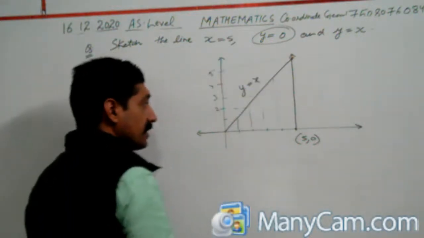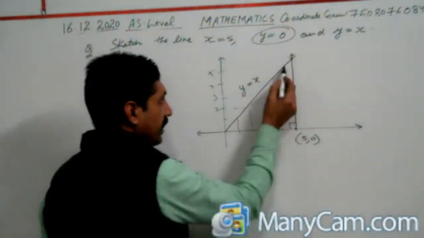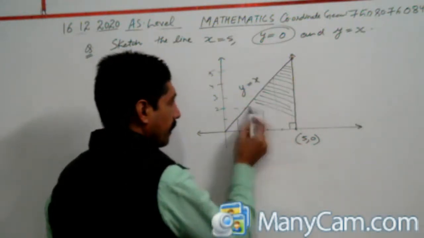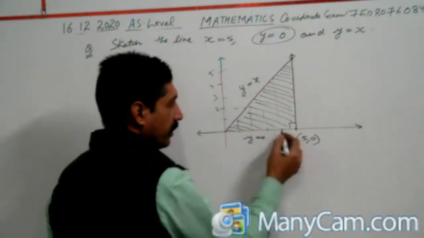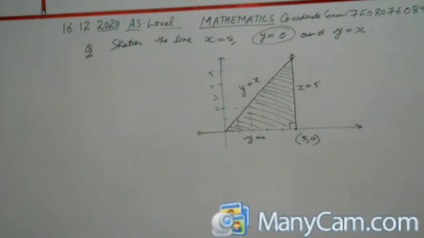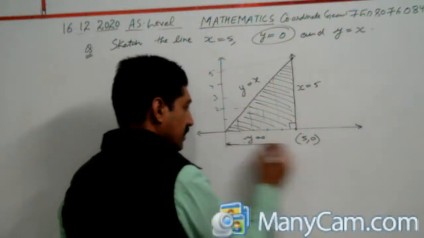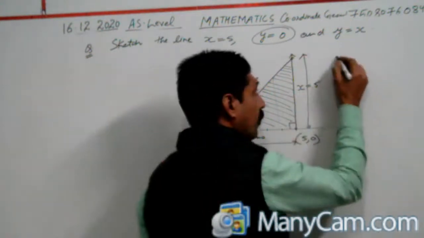And this is the area here. This angle is always 90 degrees. This is the area which we are considering. This is the equation y is equal to 0, and this is the equation x is equal to 5. These are the points. So the triangle obtained is an isosceles right angle triangle. This is 5 units here. This distance is also 5 units. This distance is also 5.